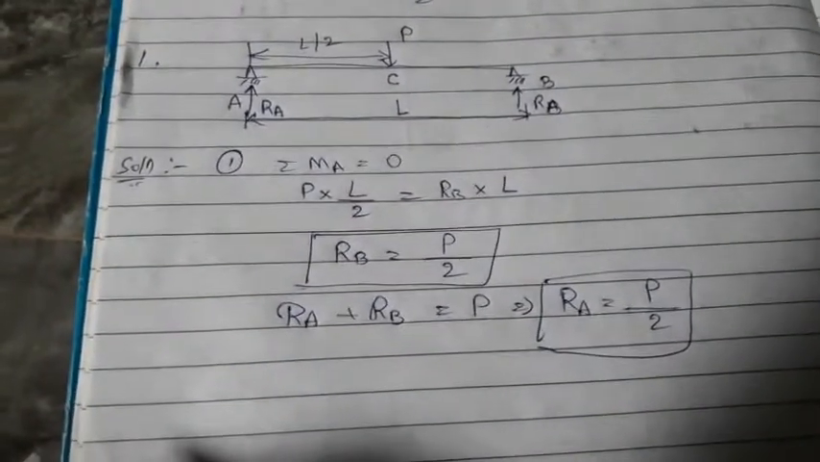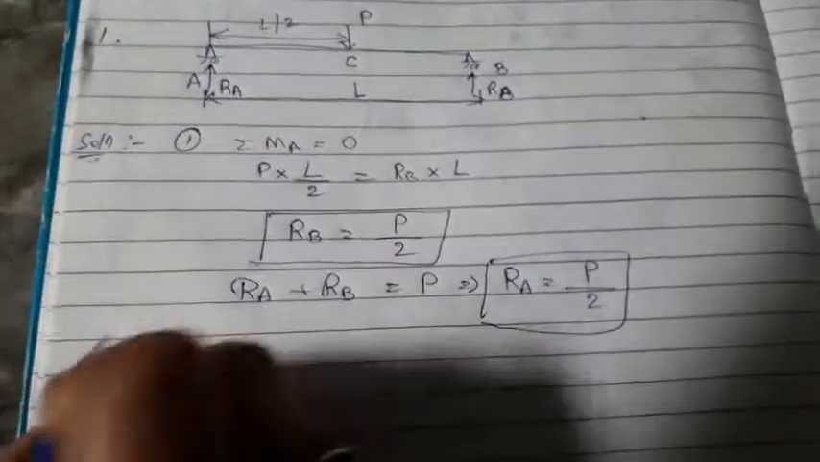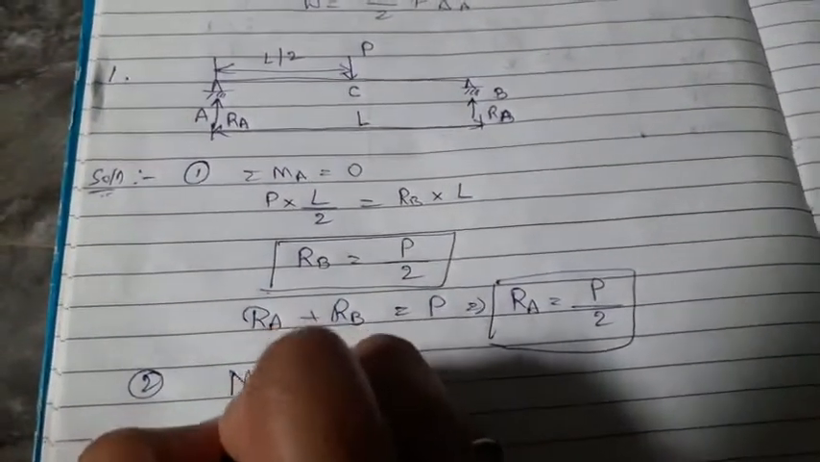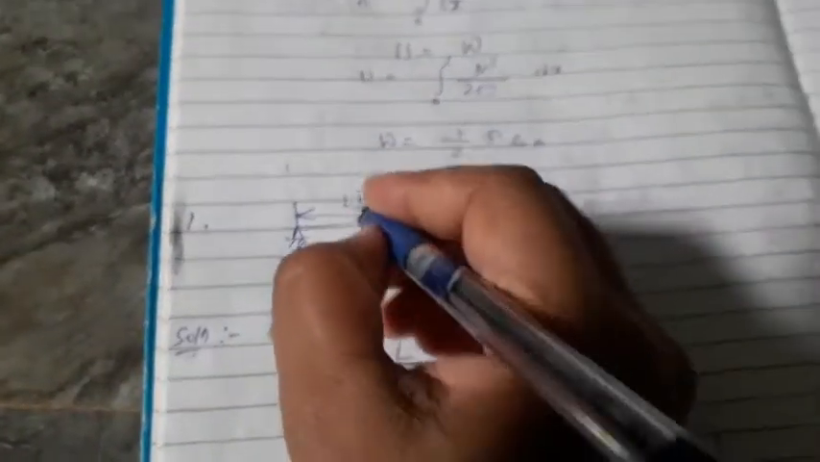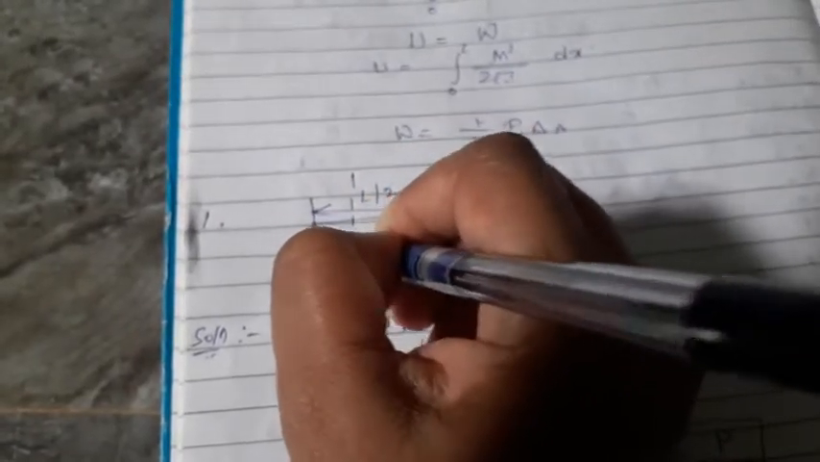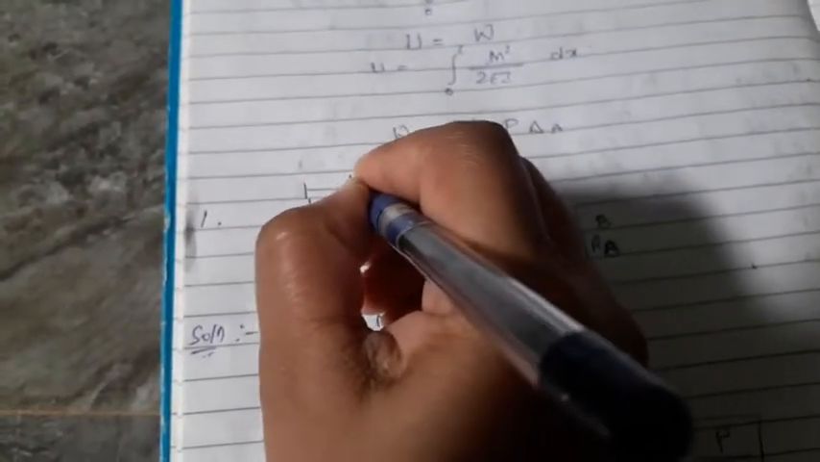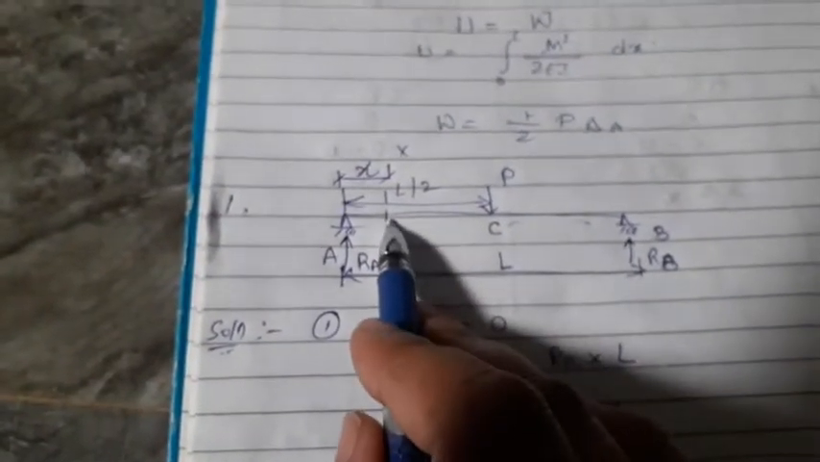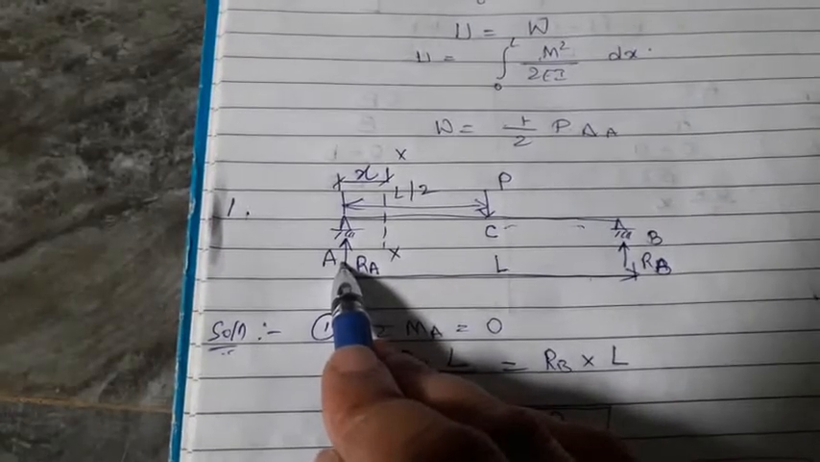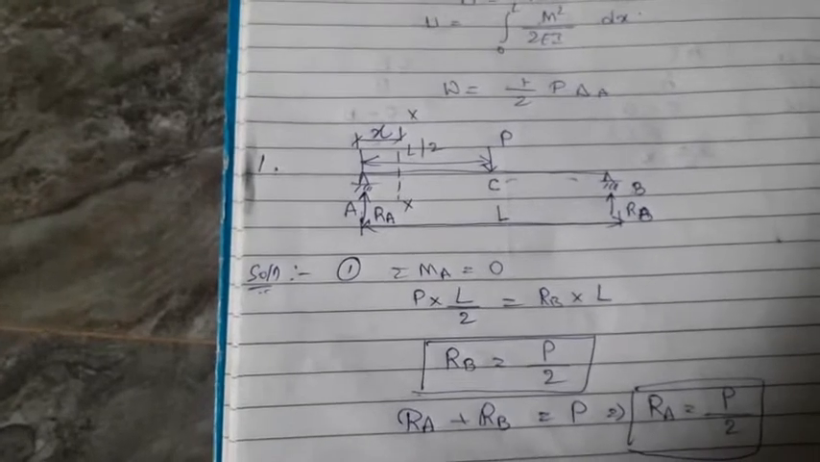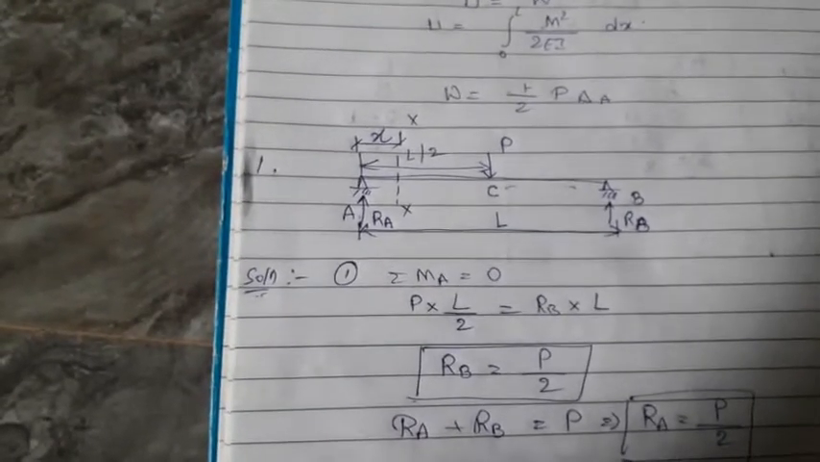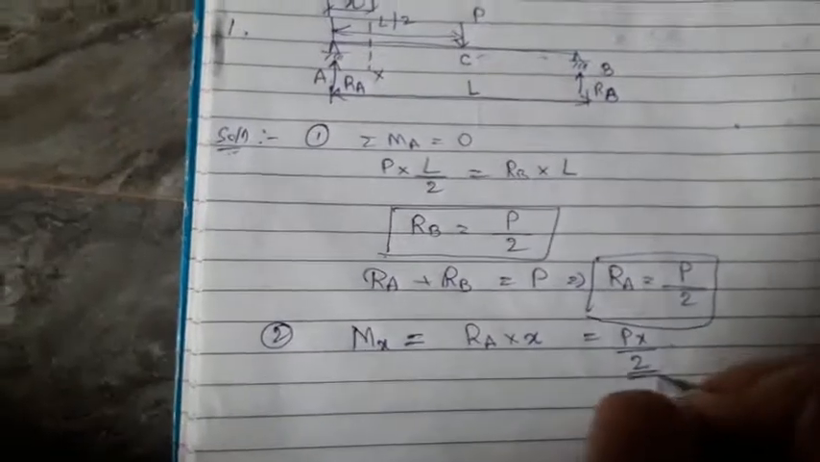Once we are done calculating the reactions, the next step is to find the moment. Because it is symmetric, we will consider only the half portion. Let us consider a section XX at a distance x from support A. We have to find the moment at X. We have only one reaction here. So we get Mx is equal to RA into the perpendicular distance x, which is equal to Px by 2. So this is the moment.